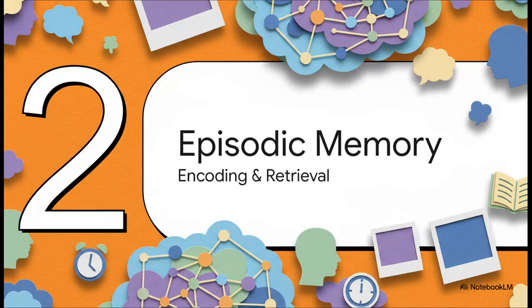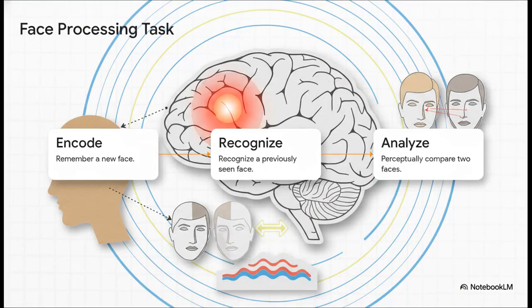Moving right along to Section 2, episodic memory, encoding and retrieval. What is really brilliant about James Haxby's methodology in this area is how his team managed to isolate specific brain activity. They used a PET scanner, which, remember, measures sustained regional cerebral blood flow, and they broke face processing down into 3 very distinct separate tasks. Step 1, remember or encode a completely new face. Step 2, recognize a face you've already seen. And Step 3, just do a basic perceptual analysis. Look at 2 faces side by side and just compare them.